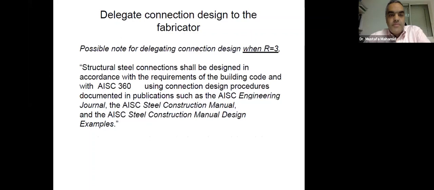Now, here is a possible note for delegating connection design when R equals 3. Structural steel connections shall be designed in accordance with the requirements of the building code and with AISC 360, using connection design procedures documented in publications such as the AISC Engineering Journal, the AISC Steel Construction Manual, and the AISC Steel Construction Manual Design Examples. That's R equal 3, you don't have to worry about seismic. So everything can be done with AISC 360.